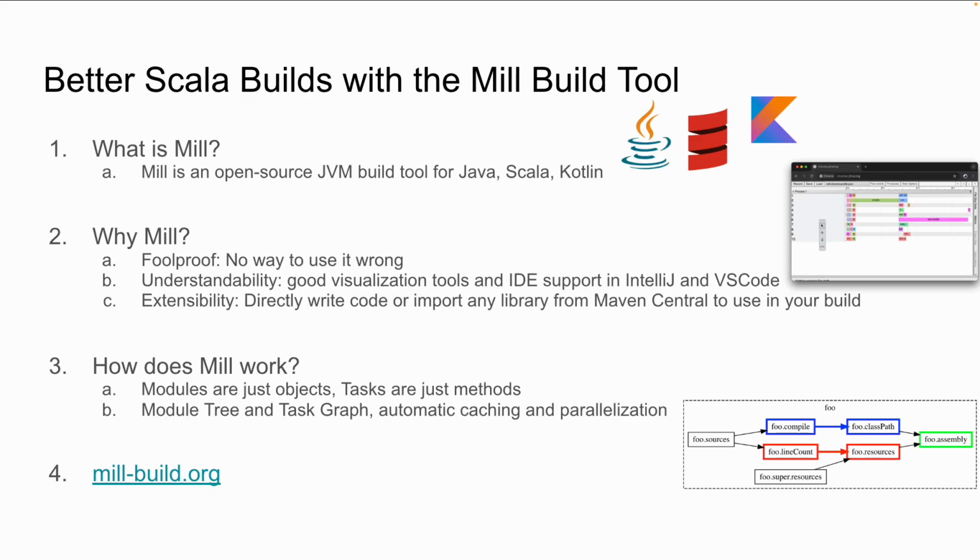So this is the last slide, and just to wrap up, Mill is an open source JVM build tool. It supports Java, Scala, Kotlin. It's foolproof. It's quite a lot more understandable than tools like SBT, and it's a lot more easily extensible. And the way it works is that Mill modules are just normal Scala objects, and Mill tasks are just normal Scala methods. So all your normal object and method stuff works. Super classes, traits, super, override, all those things work just as you'd expect. You already know how they work. I don't need to teach you. And from this module tree and task graph, Mill provides automatic caching, parallelization, validation, and other things that you'd expect from any modern build tool.